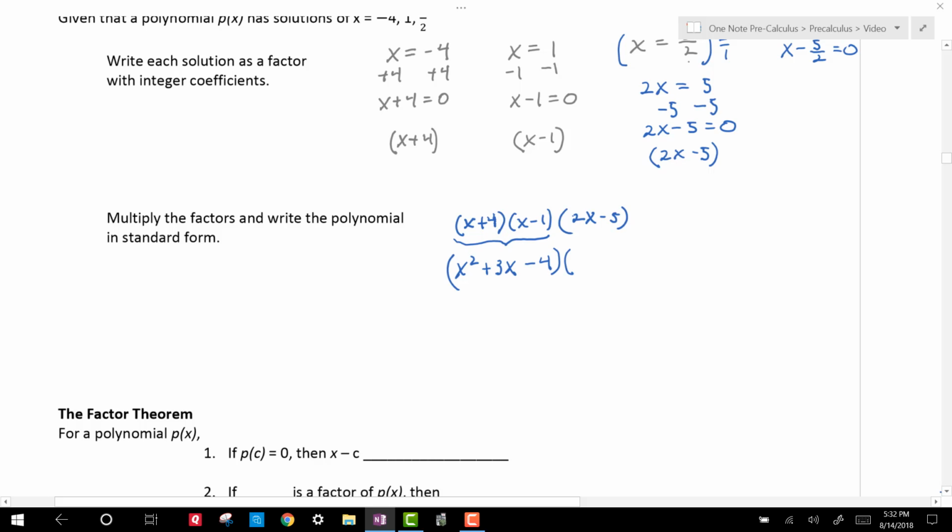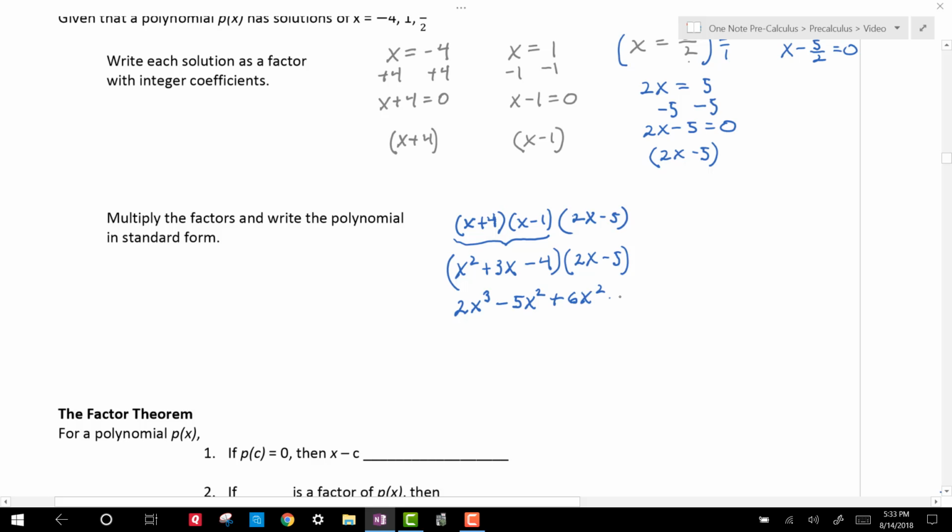So there's my first two. And then we're going to multiply those by 2x minus 5. If you're more comfortable, you can put the 2x minus 5 in the front, but I actually like leaving the binomial in the back. So here we go. X squared times 2x is 2x cubed. I'm going to list all of these. X squared times negative 5 is negative 5x squared. I'm done with the x squared, I go to the 3x. 3x times 2x, positive 6x squared.